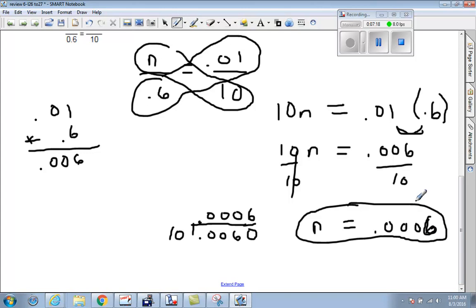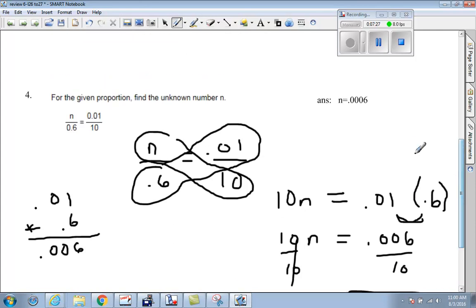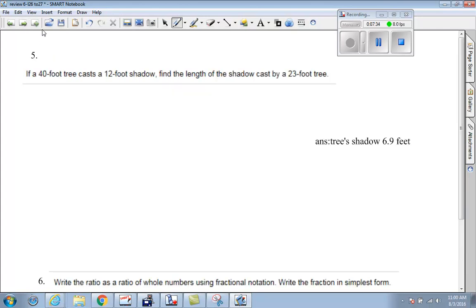Okay? Some people just memorize that if I'm dividing by 10, I'm going to move the decimal to the left one. But okay, so there we found our answer, and obviously we have the answer snipped in here. Okay? Let's head to the next one.